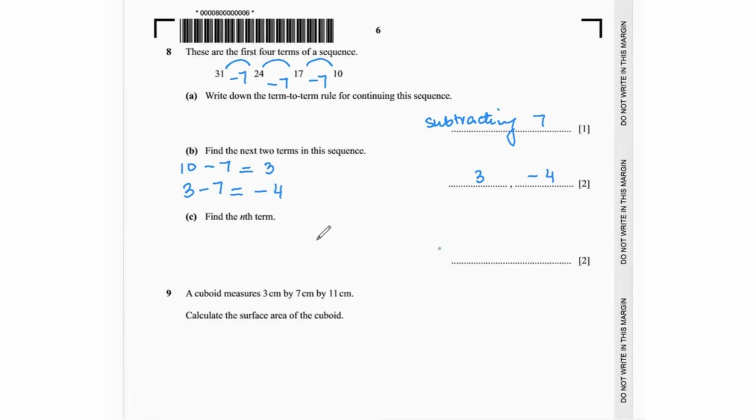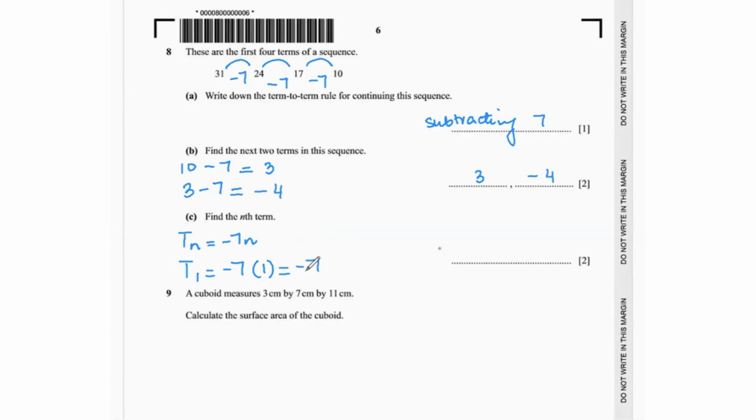Then find the nth term. So for the nth term, first we find the common difference. As you can see, the common difference was negative 7 because we're subtracting 7 from each consecutive term. So you start with multiplying the common difference with n. So we assume that the nth term is negative 7n. Now, if we use this as the nth term, the first term would be negative 7 times 1, which is negative 7. So now we can see that 31 is not the same as negative 7.